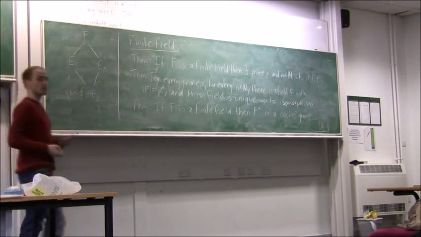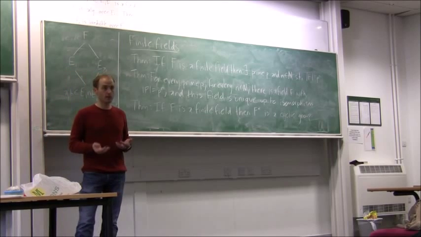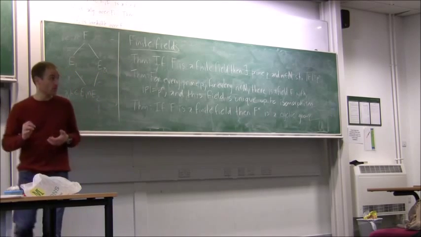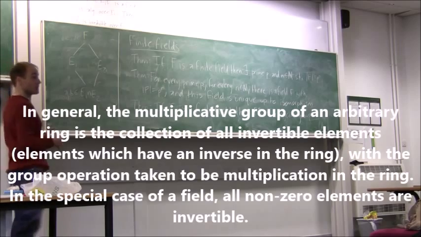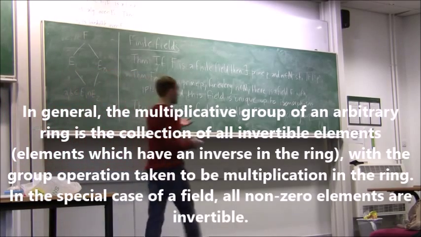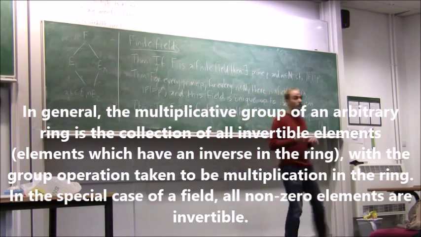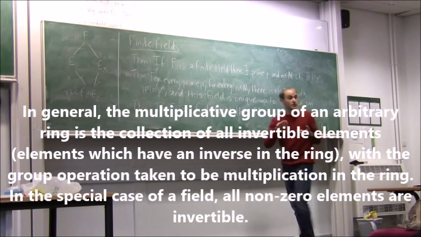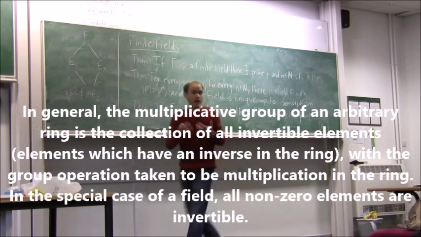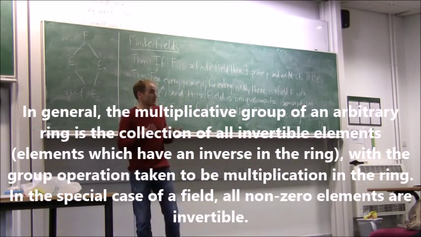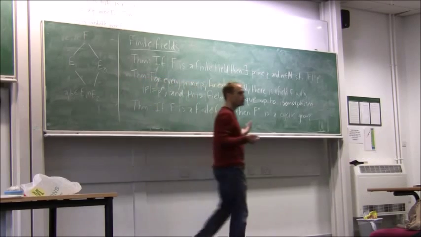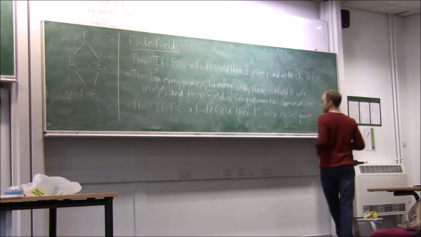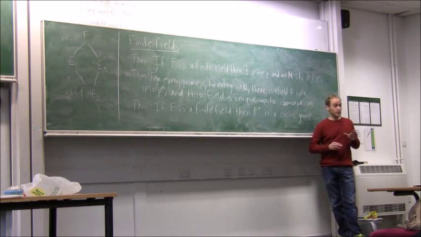You know the multiplicative group of a field, or of an arbitrary ring, is the collection of invertible elements. For a field, F star is just, you take out 0, and your binary operation is multiplication. Everything has an inverse, so the thing is a group with respect to multiplication, as long as you take out 0. And what this theorem is saying is it's actually a very special group, it's a cyclic group.